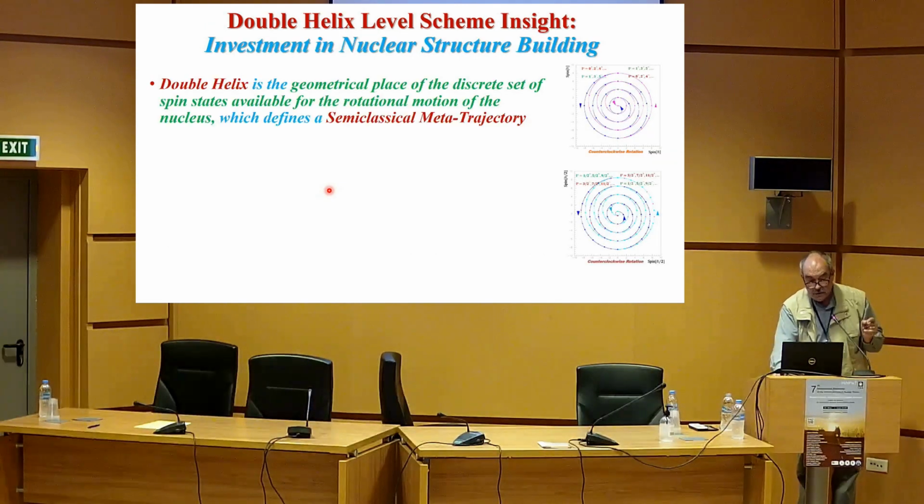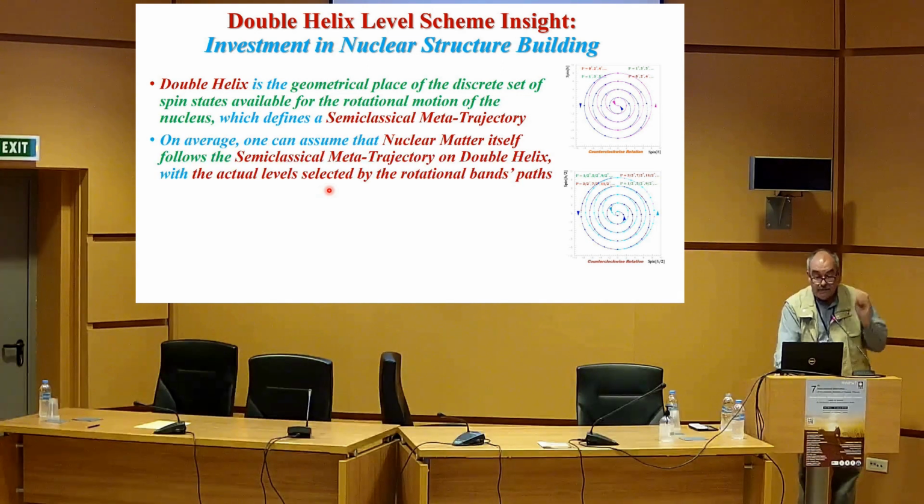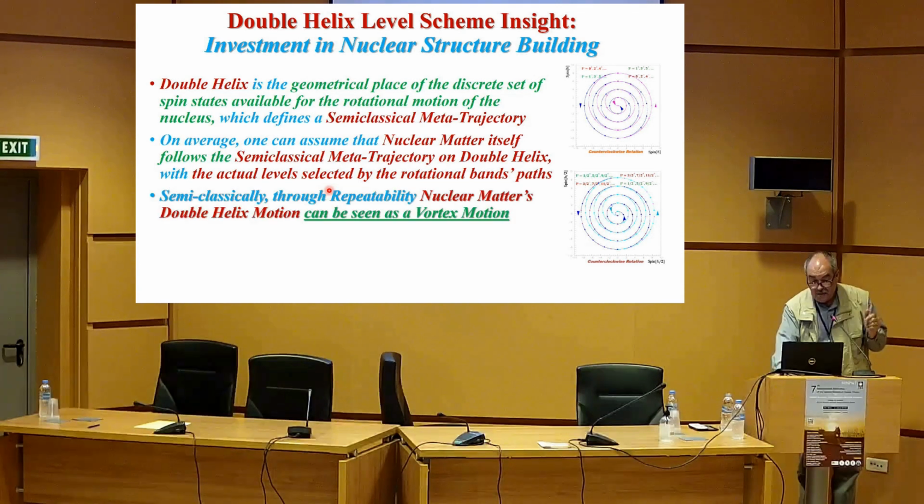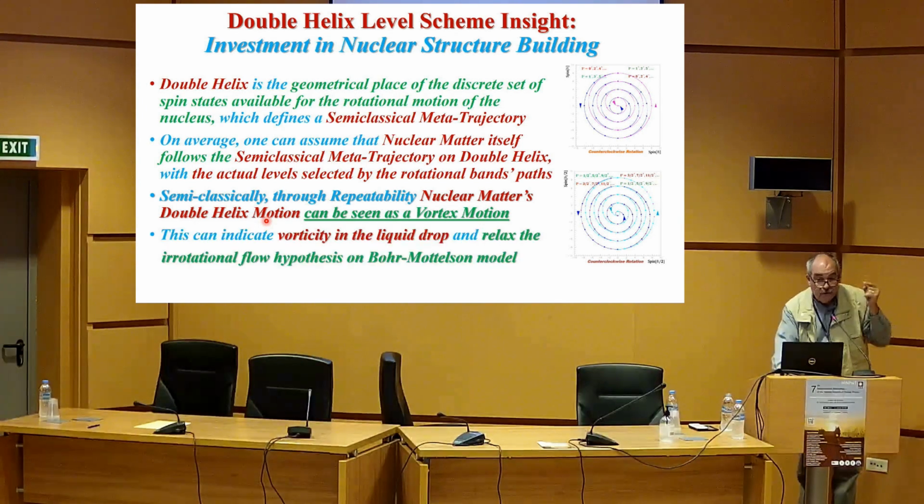Now, the conclusions. So the double helix added this semi-classical meta trajectory of the level scheme. On average, we can suppose that the nuclear matter itself follows somehow the trajectory of the double helix. And third, through repeatability, nuclear matter's double helix motion can be seen as a vortex motion. So that's bringing vortex into the liquid drop. So that means we can have vorticity in the liquid drop, which can relax the Bohr-Mottelson hypothesis. So that's, I guess, a pretty new landscape which can emerge from that.